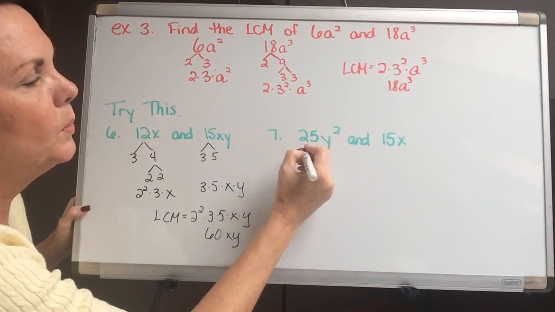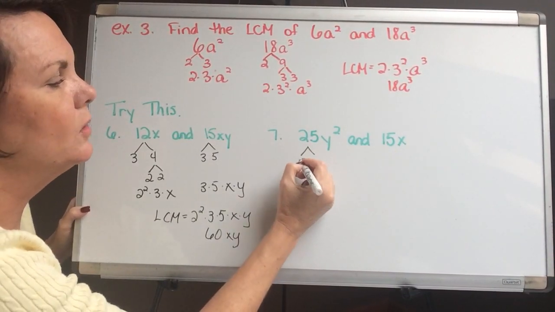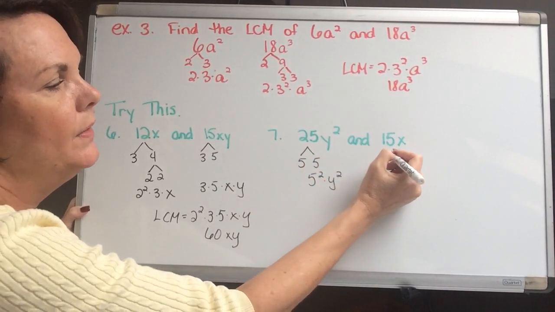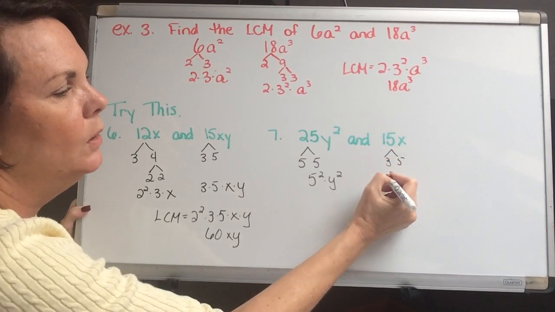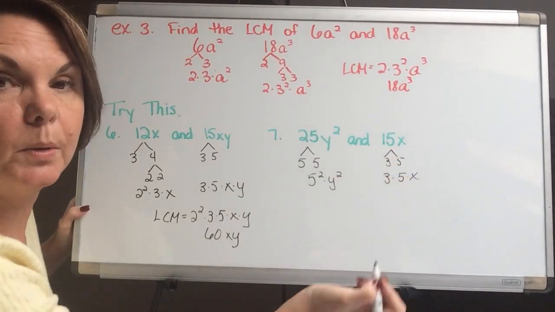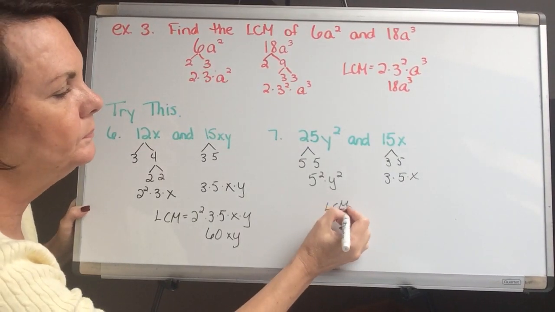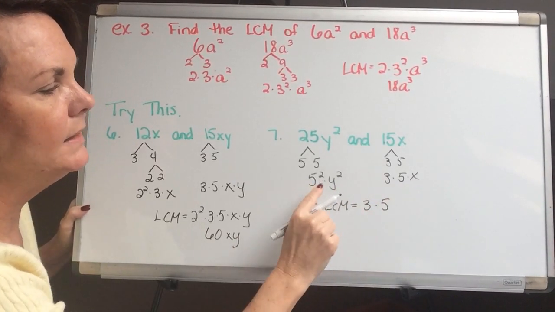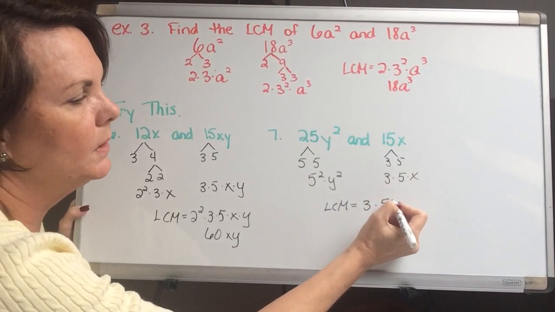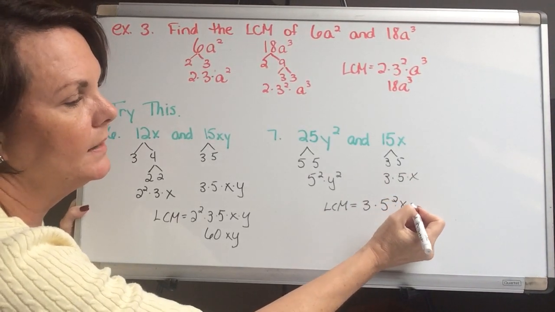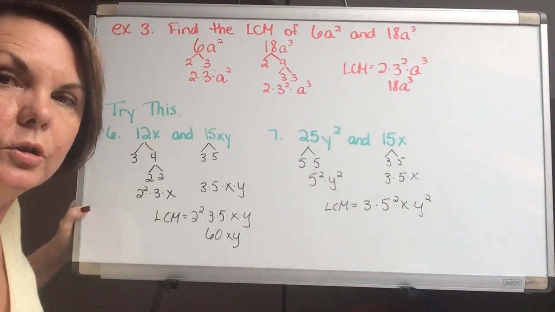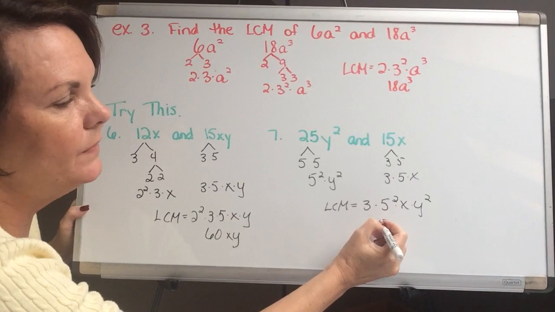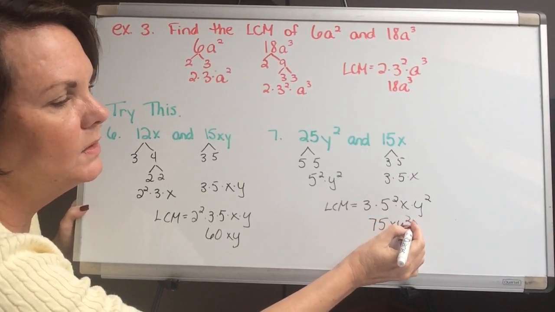For 25y squared and 15x, this is going to give me 5 times 5, or 5 squared times y squared. And this is going to give me 3 times 5 times the variable x. So my least common multiple is going to be 3 times 5, and again to the second power and to the first power. So I'm going to use the second power, and times x times y squared. And you go in the order of the alphabet. So 5 squared is 25 times 3 is 75 x, y squared.